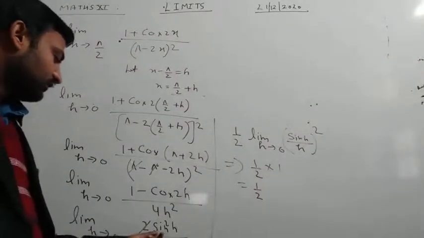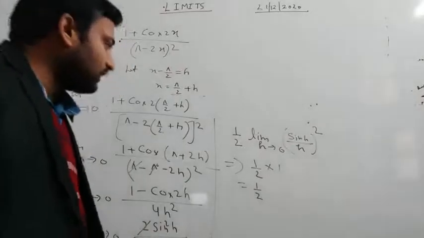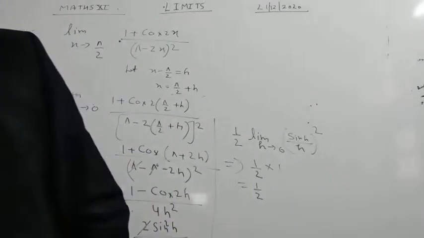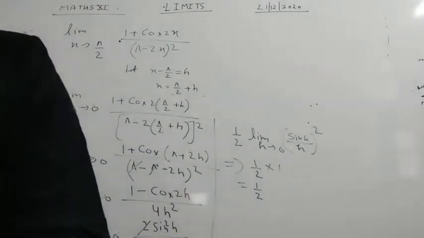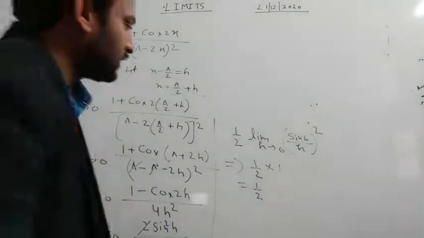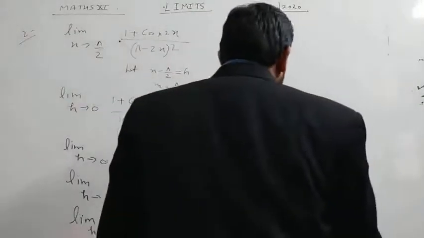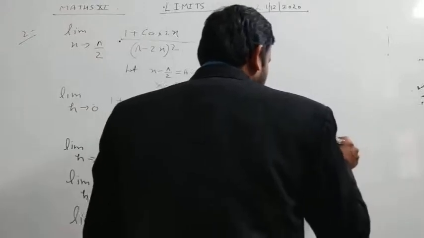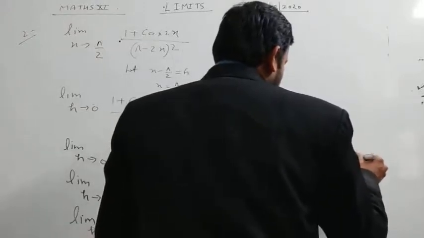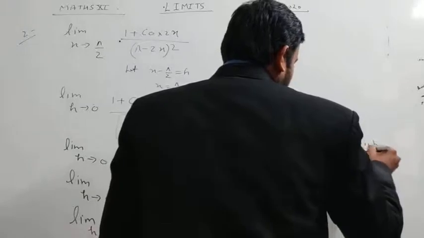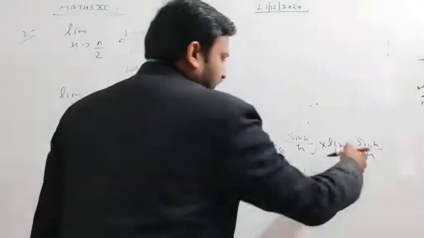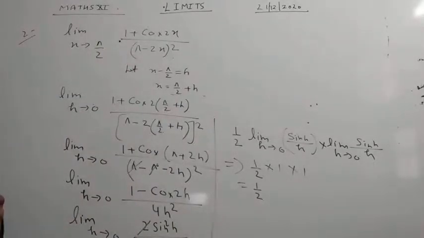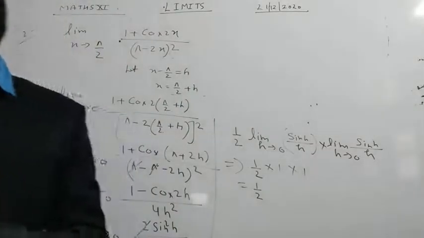Limit h tends to 0, sin square h by h square, so 1 by 2 limit h tends to 0, sin h by h whole square. If we want, we can write this 2 times also, like this into limit h tends to 0, sin h by h, this is 1, this is 1, so the whole value will be equal to 1. I hope you understand, friends. Now we move to the next question.